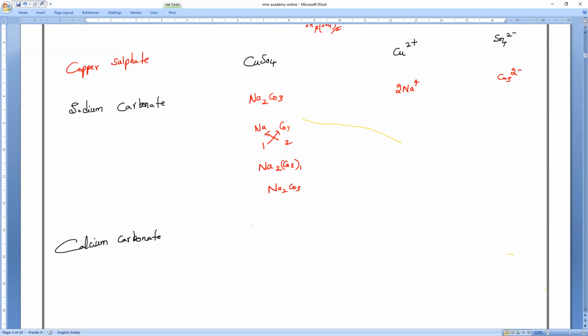Formula, please. CaCO3. Lots of people are hesitating. I don't know why. So Ca2 plus and CO3 2 minus. Next, calcium chloride. Formula, please. CaCl2. So what is the calcium? Ca2 plus. Chlorine, 2Cl minus.